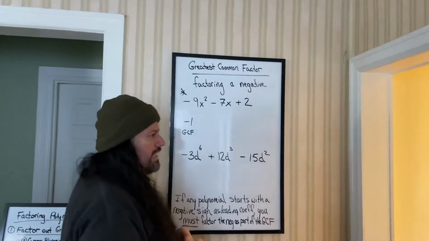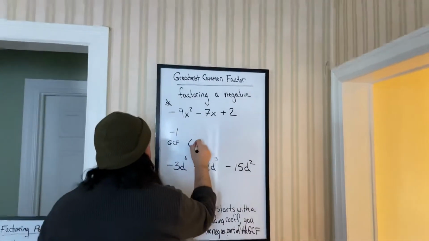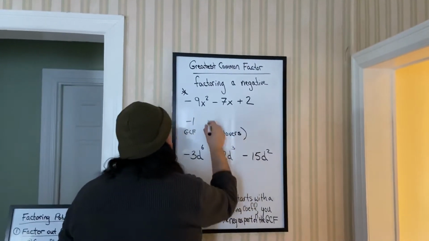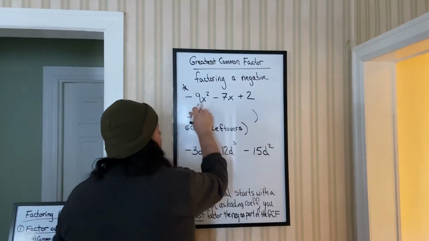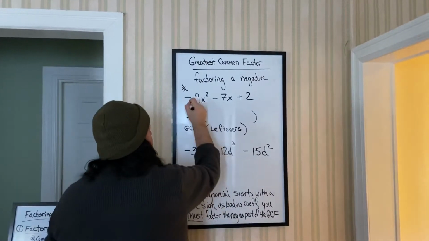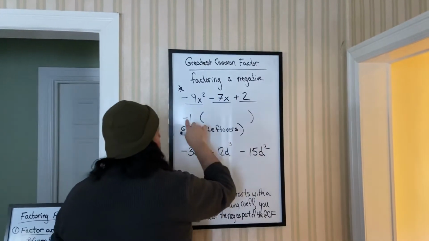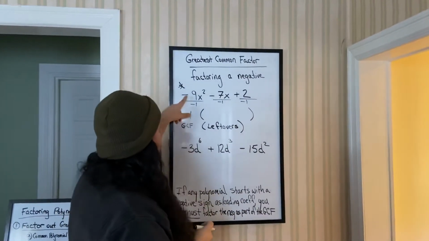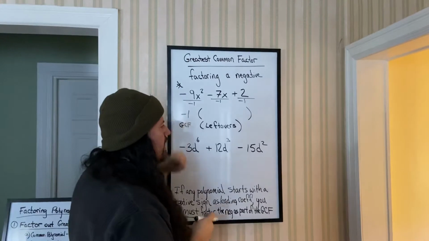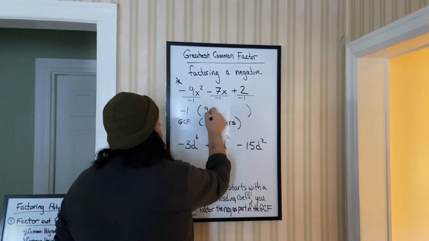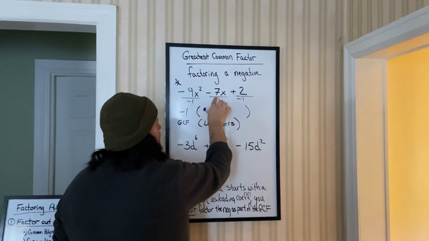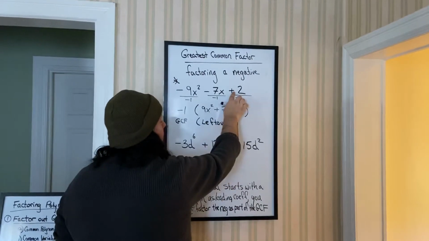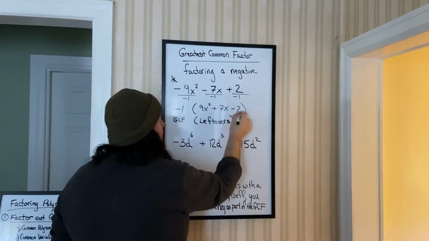How do I factor out a negative 1? Remember, we need to get our leftovers. The leftovers will go as one set of parentheses. So for us, to get our leftovers, remember, just like we did for the other types, divide each and every single term by the negative 1. When you divide each term by negative 1, negative 9 divided by negative 1, you're going to get a positive 9x squared. Negative 7 and negative 1 divide it, you're going to get a positive 7x. And then a positive 2 divided by negative 1, you're going to get a negative 2.